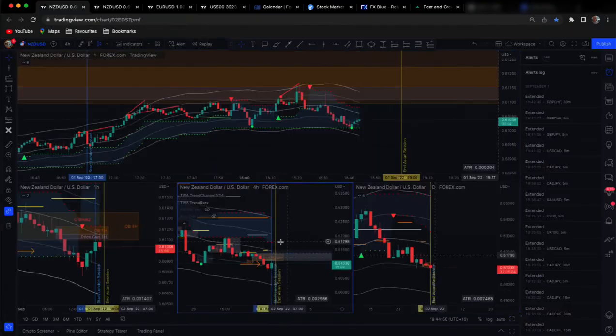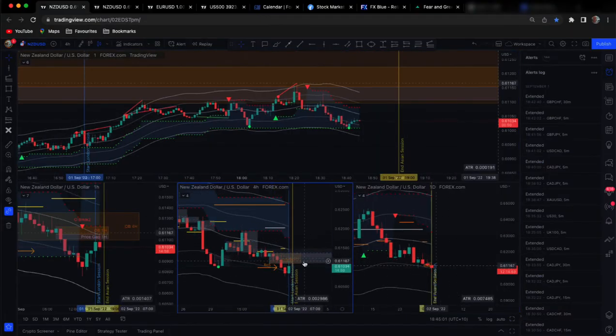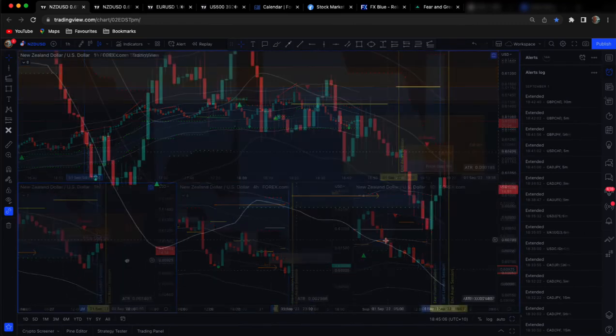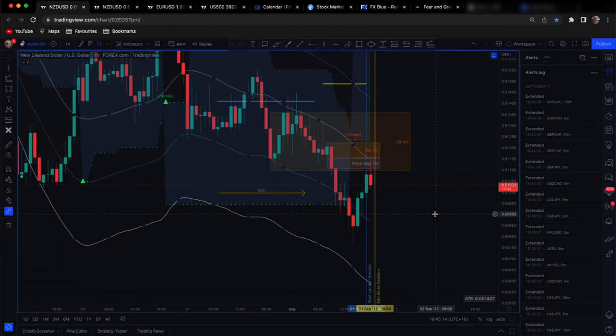Back to the chart, and we have a trend continuation, 4 hour order block trades into. Then we go to this chart over here and we're looking at the 1 hour order block. So let me just pick up the trend bars again.